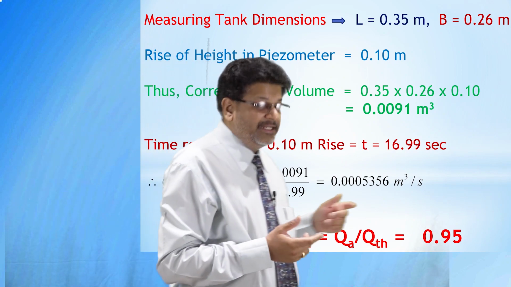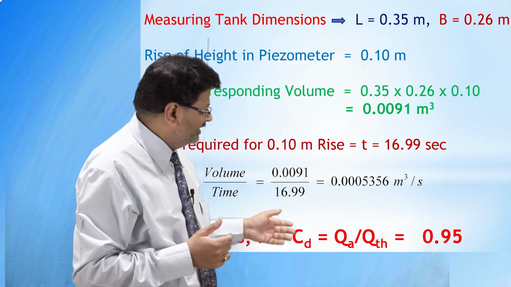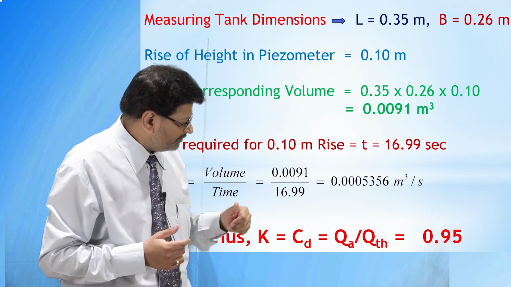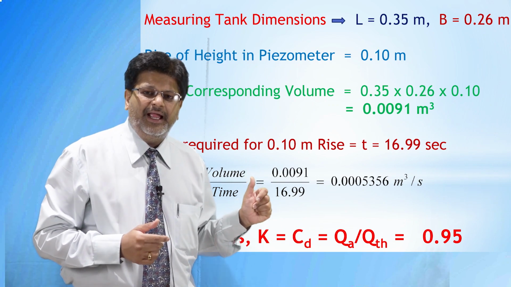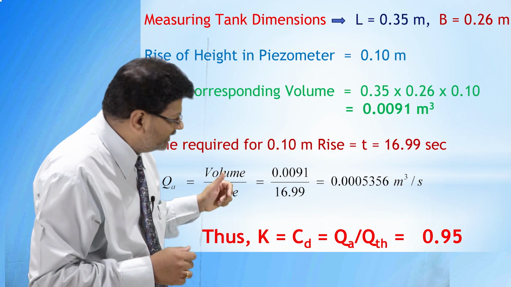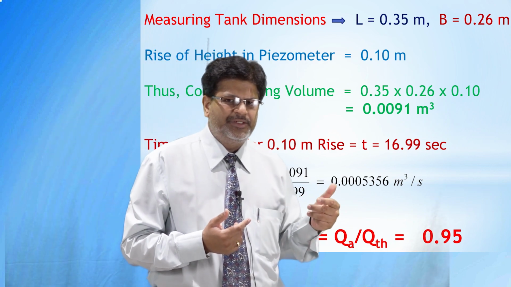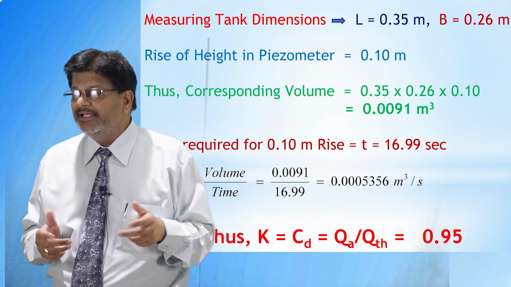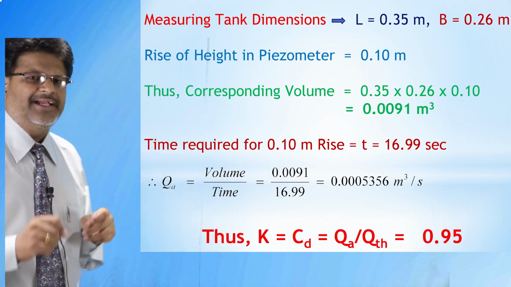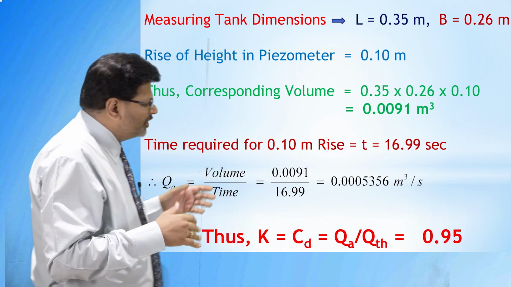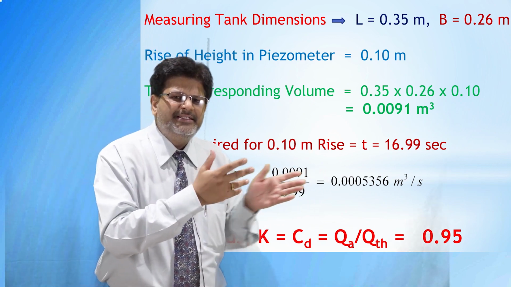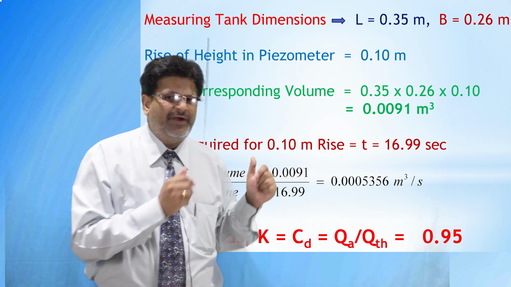So the CD value obtained in our case is around 0.95, and you will find that the approximate average value of coefficient of discharge in case of venturimeter is around 0.98, but the actual value obtained in laboratory is in the close proximity of this value.